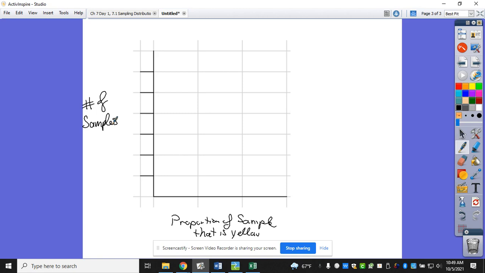So I have 6 tick marks here. If yours is 12 or less, then you can do going by 2s. If yours is more than 12, then you'll probably have to go by 3s.